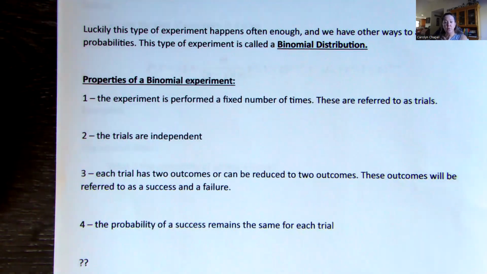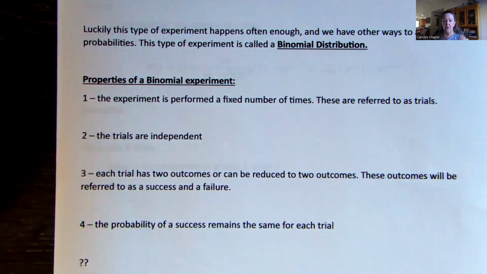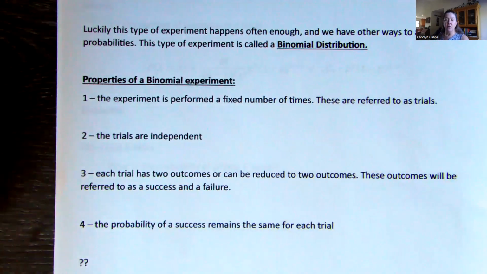The trial has two outcomes or can be reduced to two outcomes. And we will consider these outcomes to be a success or a failure. And that's why this one is so powerful. This binomial is powerful, not because of the two outcomes, a head or a tail, but because we can reduce it to two outcomes. So a success or a failure. And we'll see that happen over and over and over again.